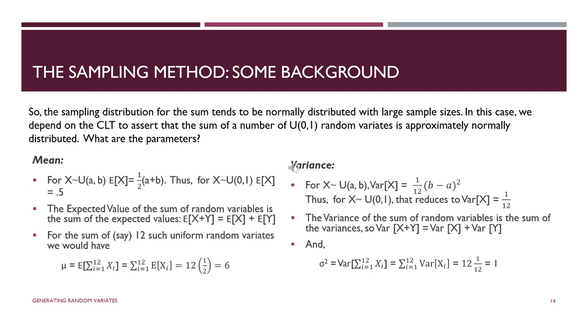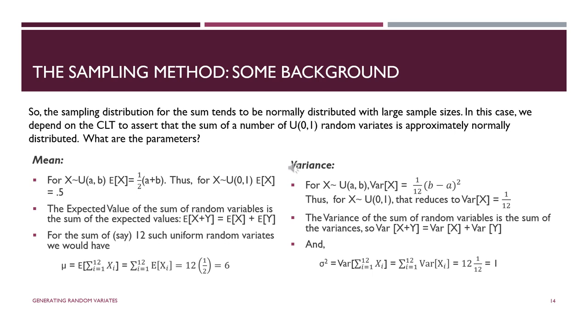Well, as far as the mean goes, for any uniform from A to B distribution, we know that the mean is 1/2 (A plus B). So for the specific case of the uniform 0-1, the expected value, or the mean, is going to be 1/2 (0 plus 1), or 1/2, 0.5.